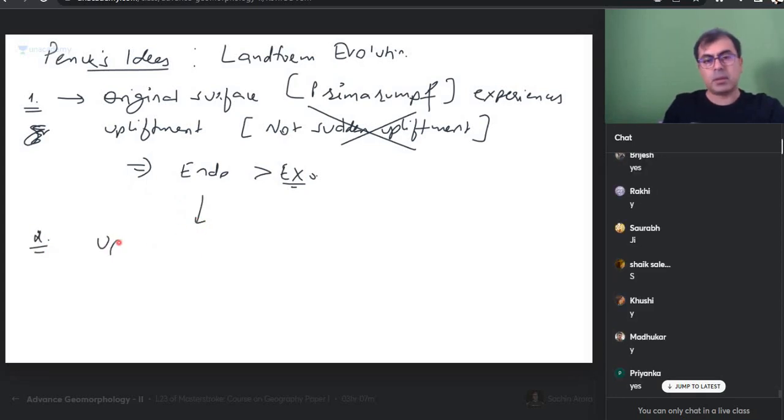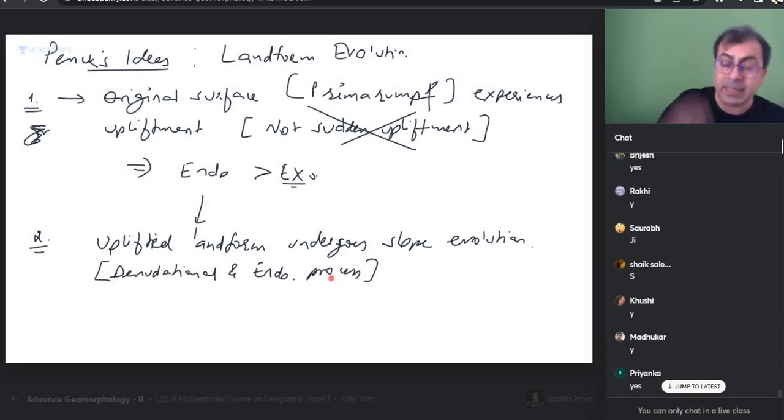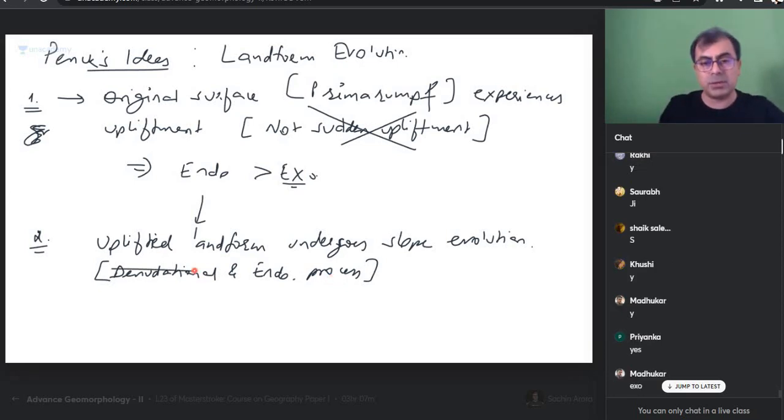Second, the uplifted landform undergoes slope evolution, okay? Through denudational and endogenetic processes. Both processes will be there or not? At any given time, it is not that only one process. So rather than denudational, I should say exogenetic and endogenetic. Get that? Okay. So first, what will happen? First, there will be convex slopes. Yes or no? Why convex? Because endogenetic forces are there.